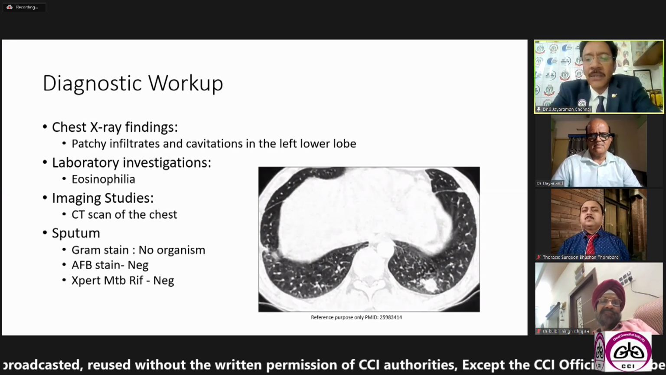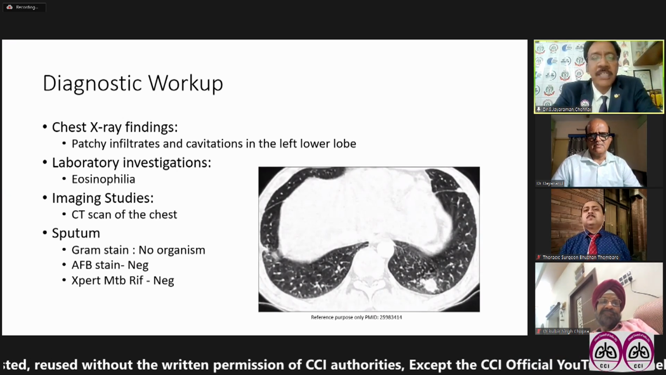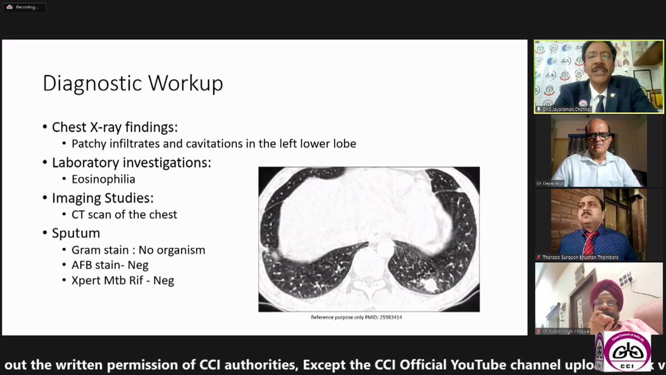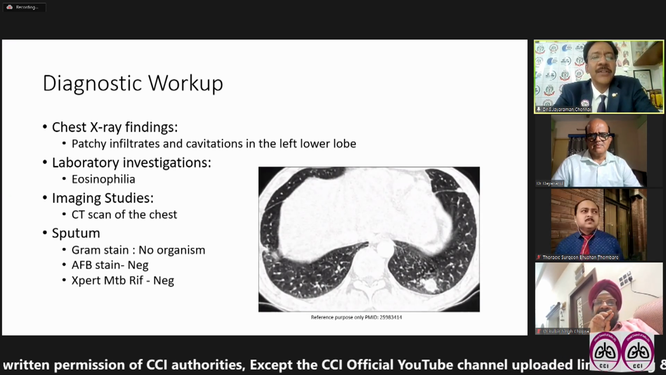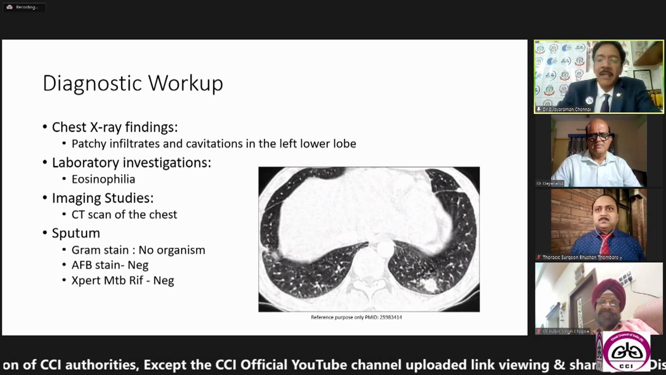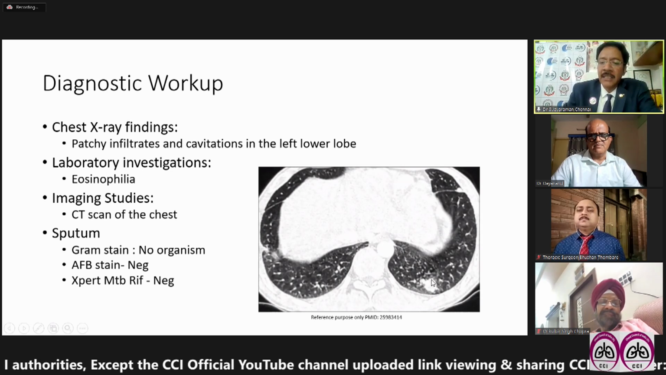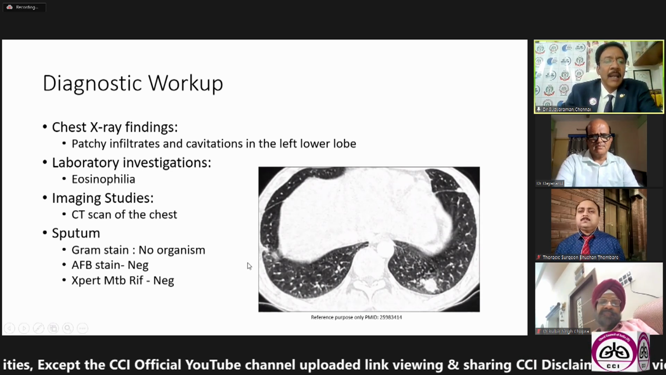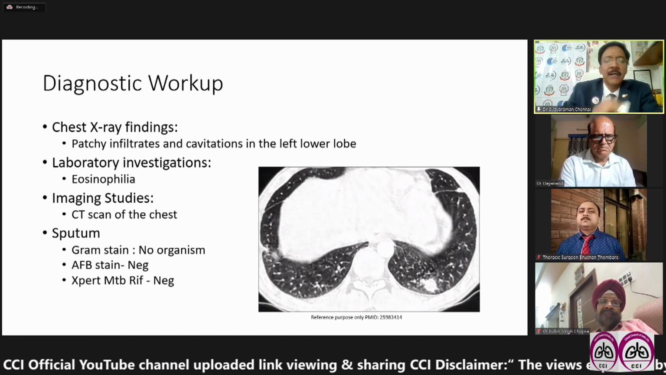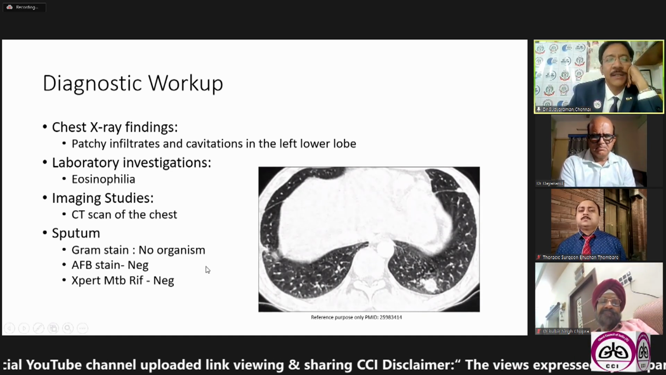And this is the imaging, chest radiograph as well as the CT scan. CT shows patchy infiltrates and cavitations in the left lower lobe, and the laboratory investigation shows eosinophilia. On the CT scan you can see clearly multiple nodules with dense consolidation and small cavitation. We did sputum examination, gram stain, AFB, Xpert MTB, everything is negative, non-diagnostic.